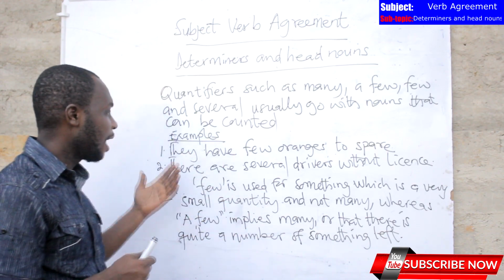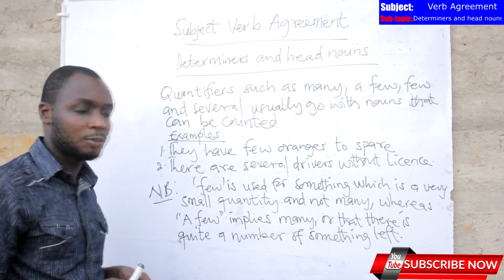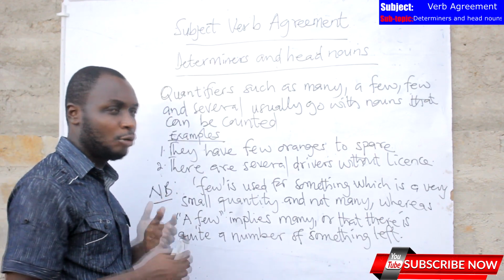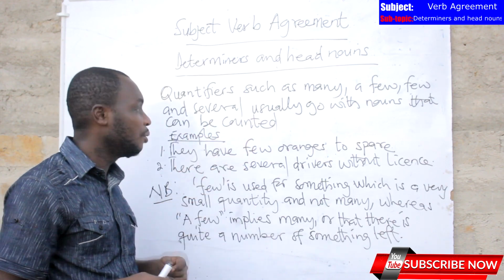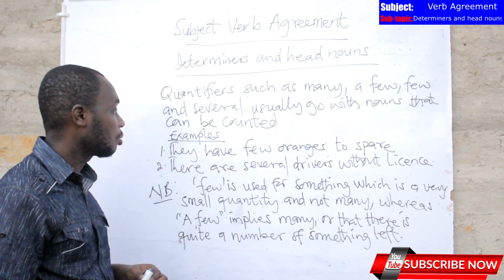And then we have a few examples we are going to consider here, and then know some differences between a few, and then few, and so on and so forth.